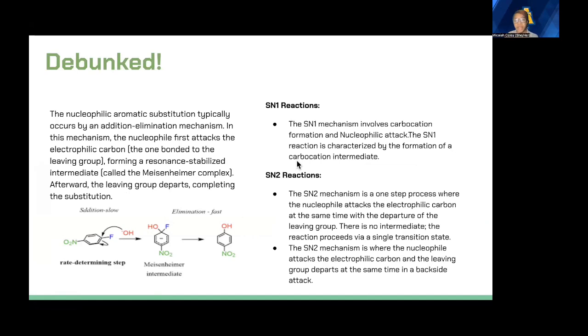But in comparison, an SN1 mechanism involves carbocation formation and a nucleophilic attack. And in this one, you just have a different type of intermediate that is formed. So the middle step is going to be different in an SN1 reaction.